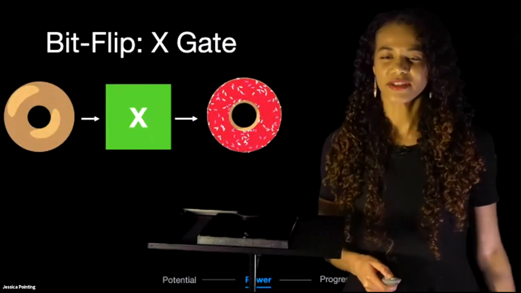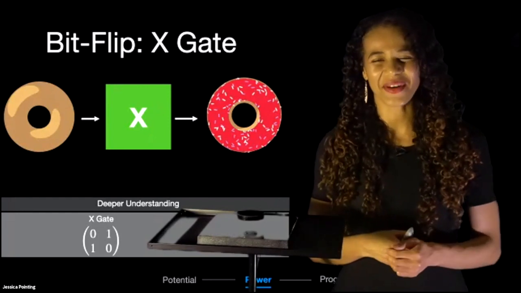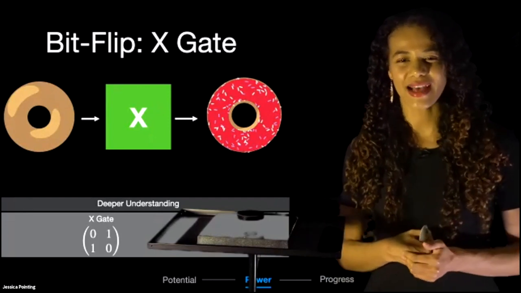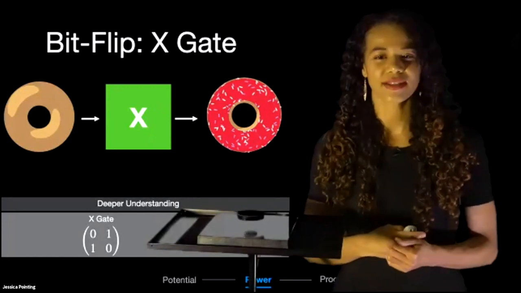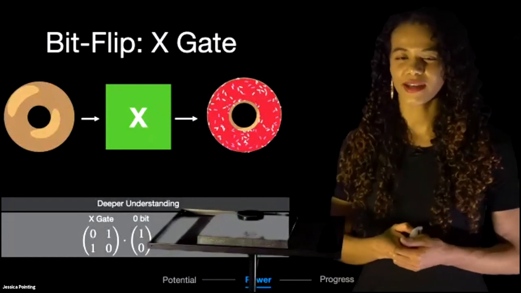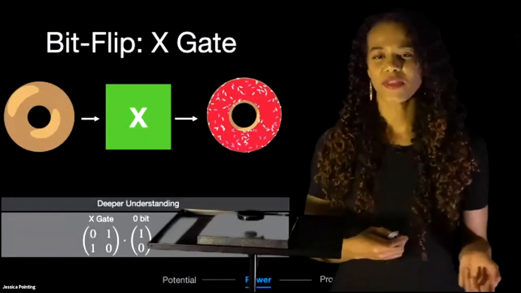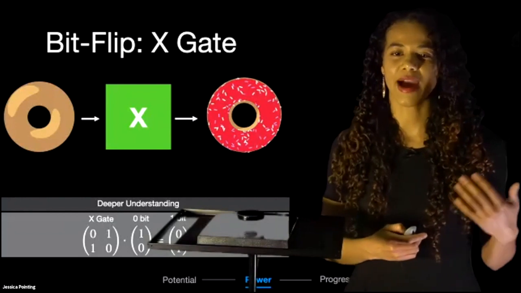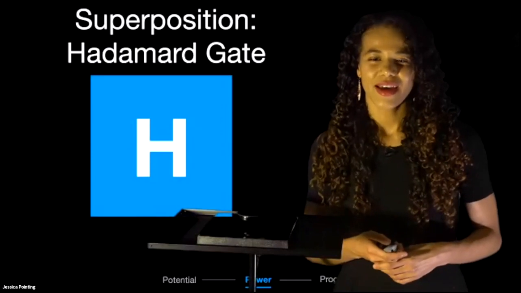So let's take a look at a more interesting gate. Oh yes, the deeper understanding. If you want to understand what is going on behind these gates, a gate can be represented as a matrix. As you can see, this X gate is represented as this matrix here. Then you multiply the matrix by the input vector, which is the qubit, so the state that the qubit's in at the beginning. When you multiply them out, you end up getting the output vector, which is the output 1.